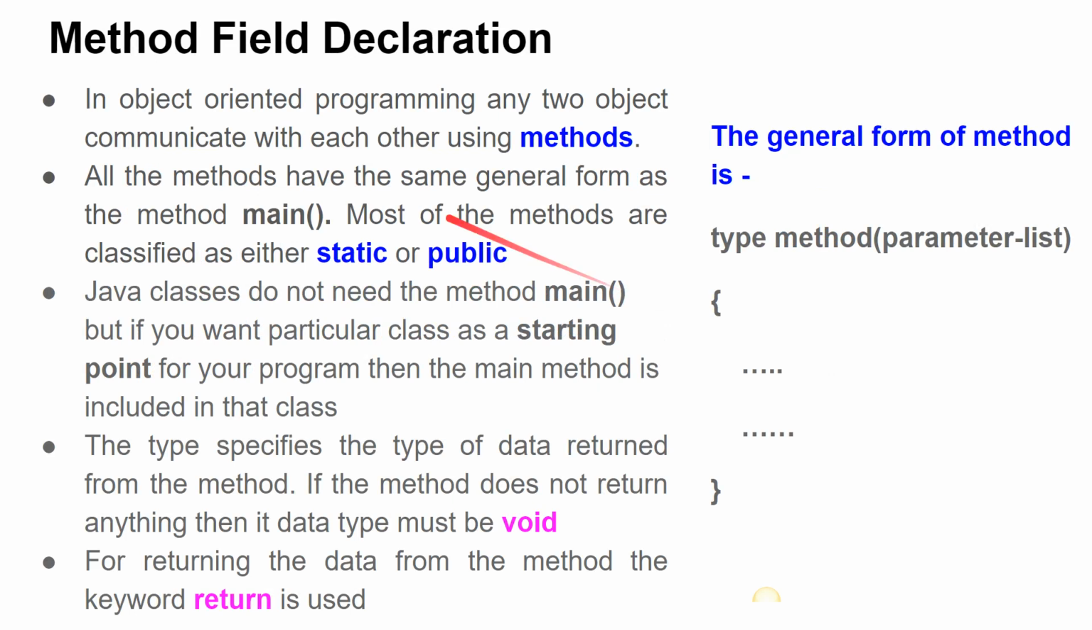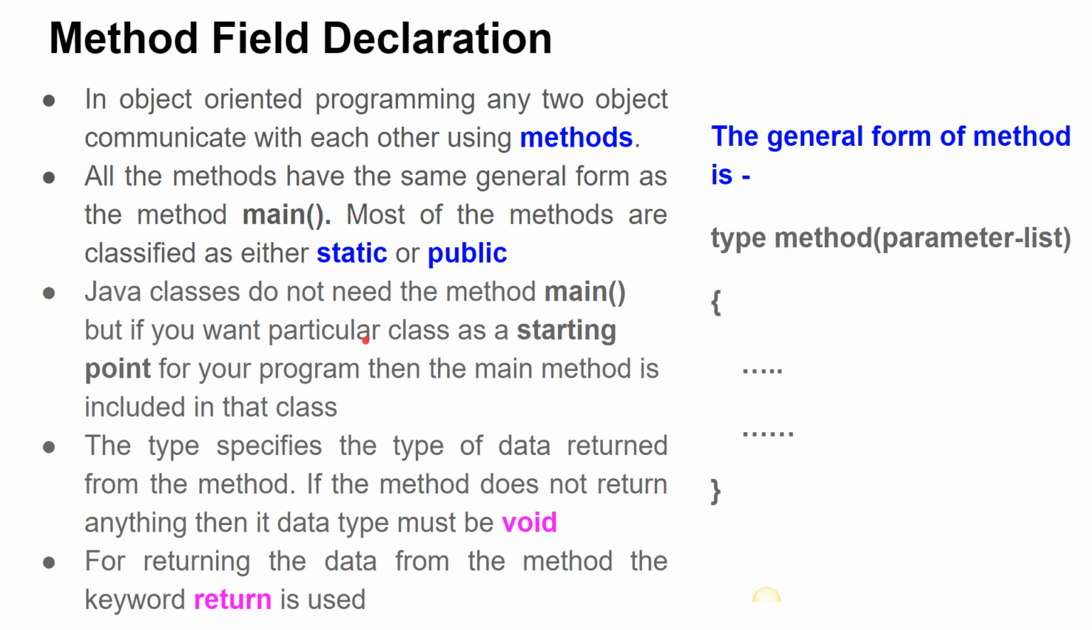In object oriented programming, any two objects communicate with each other using methods. All methods have the same general form as the method main. Most of the methods are classified as either static or public. Java classes do not need the method main, but if you want a particular class as the starting point of your program, then the main method is included in that class. Obviously execution starts from the main method.